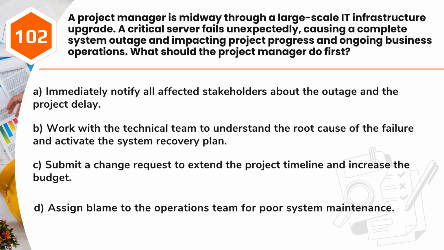Question 102. A project manager is midway through a large-scale IT infrastructure upgrade. A critical server fails unexpectedly, causing a complete system outage and impacting project progress and ongoing business operations. What should the project manager do first? A. Immediately notify all affected stakeholders about the outage and the project delay. B. Work with the technical team to understand the root cause of the failure and activate the system recovery plan. C. Submit a change request to extend the project timeline and increase the budget. D. Assign blame to the operations team for poor system maintenance.